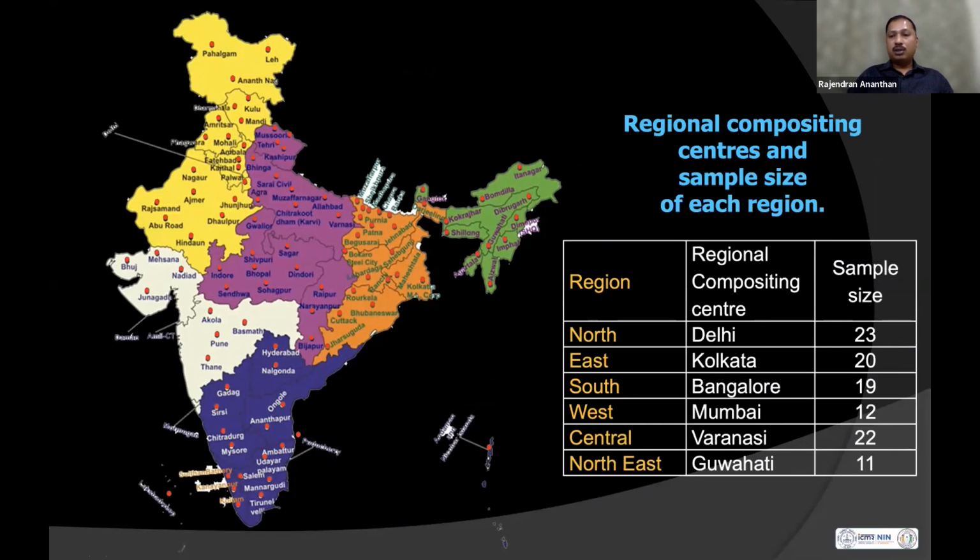So for the north, it's 23 centers, east 20 centers, south 19, west 12, central 22, and northeast 11, covering 107 regional centers in total.